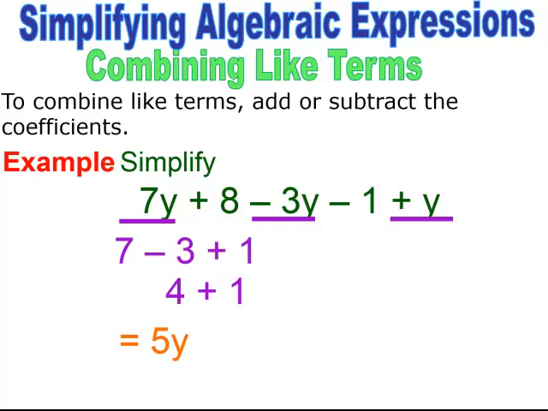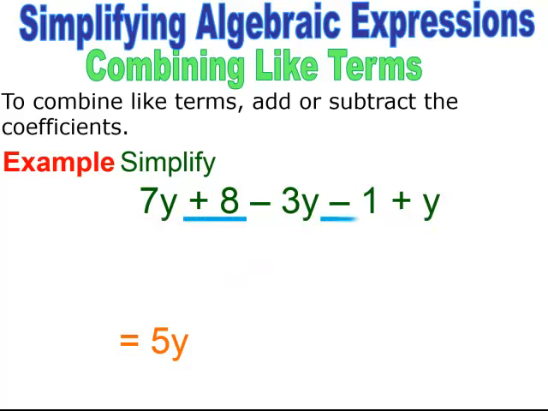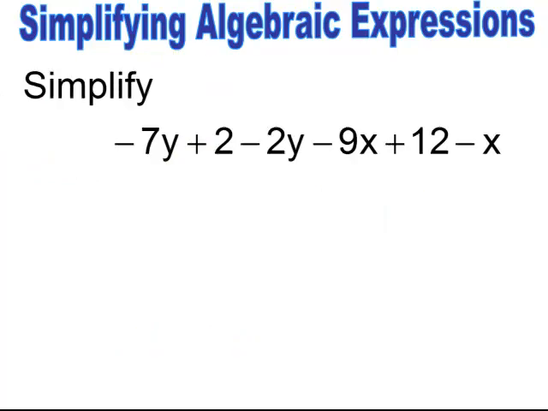So to simplify, to get that 7y minus 3y plus y to be one term, I'm going to add or subtract the coefficients, and I get 5y. And then I'm going to take the constants and get them together by doing the arithmetic. Positive 8 minus 1 will equal a positive 7. So I simplified this algebraic expression, these 1, 2, 3, 4, 5 terms, to 2 terms by combining like terms. Pause and try.